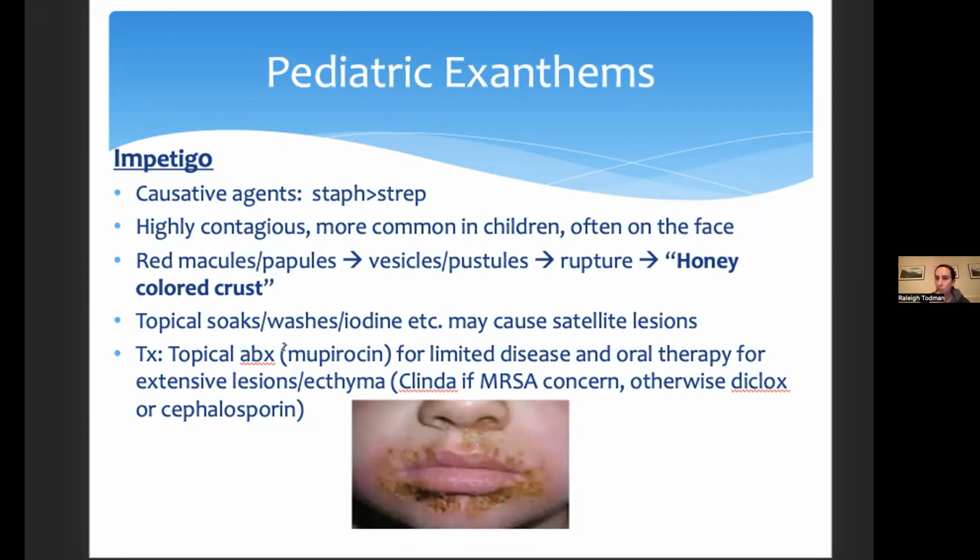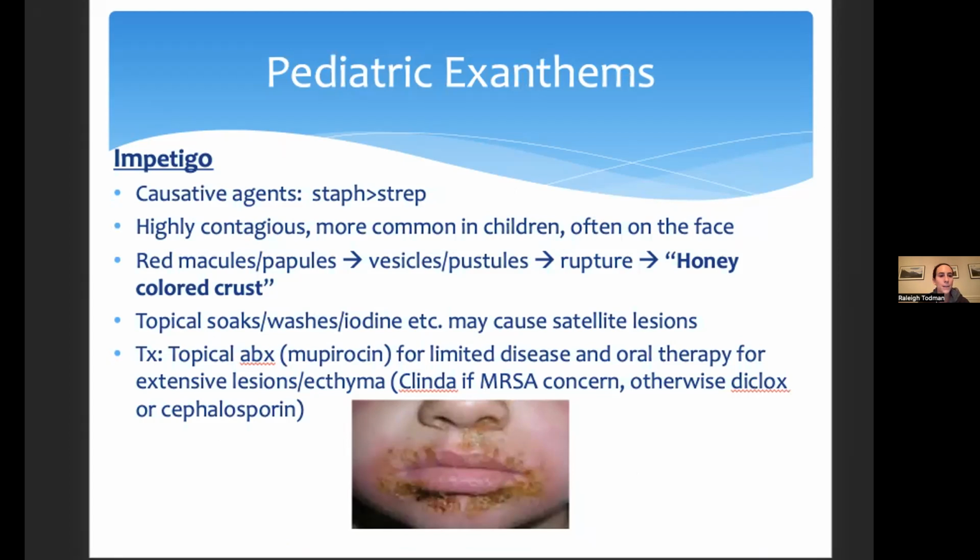Soaks and washes and things that some of our patients might be tempted to do to resolve this could spread it, basically causing satellite lesions. The treatment is topical antibiotics like mupirocin for disease that looks like this, but if it's more widespread, has extensive lesions or ecthyma, which is ulceration associated with impetigo, dicloxacillin or cephalosporin, or Clinda if there's a MRSA concern.